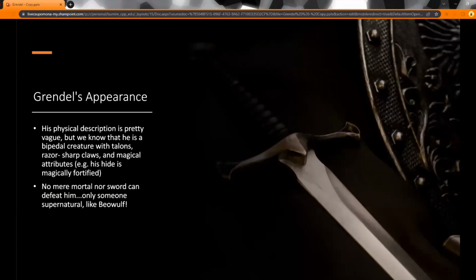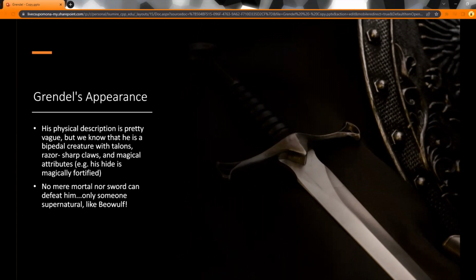Well, what does Grendel actually look like? Well, that's a good question because it's actually pretty vague. If you read the poem, there is no clear-cut definition of what Grendel looks like, but we do have some clues. We know for a fact that he has talons and razor-sharp claws. We see that during the actual fight between Beowulf and Grendel. But another thing to point out is his magical attributes, mainly his skin.